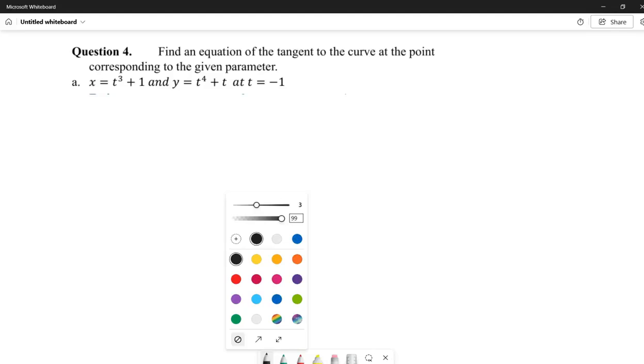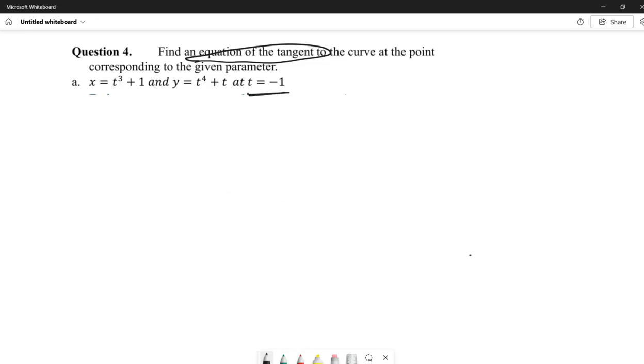Here we have a question. Find the equation of tangent to the curve at a point corresponding to the given parameter. So whenever we need to find the equation of tangent, we need two things. We need a point and we need a slope. Slope comes from the derivative.